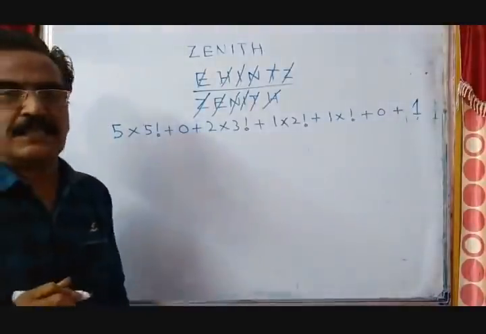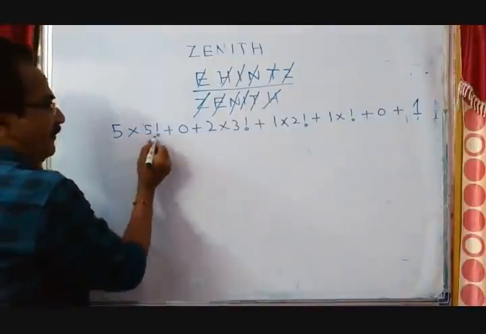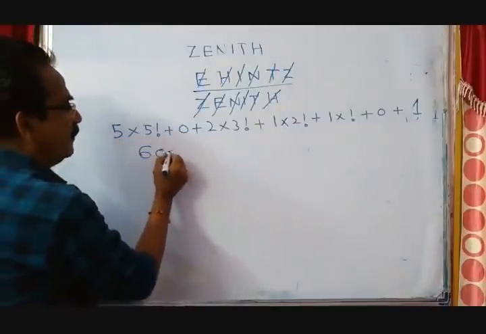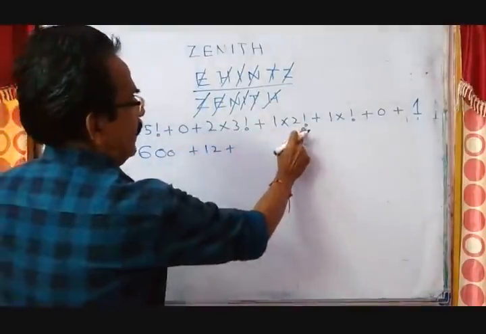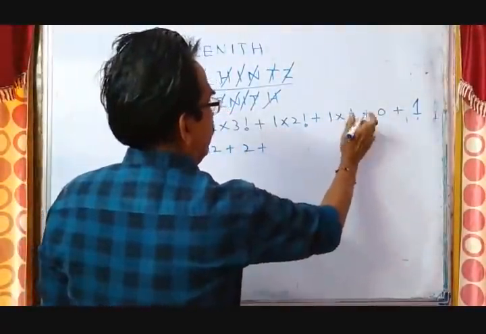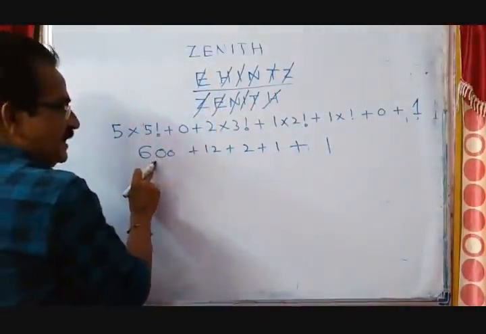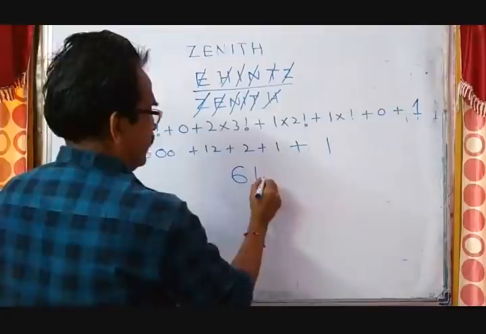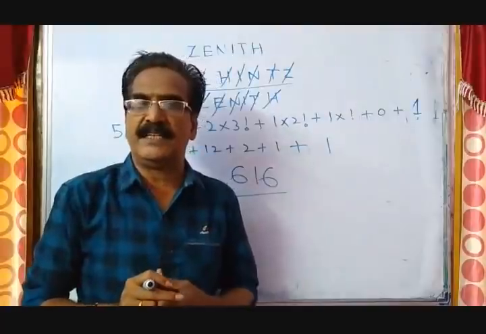so you have to always remember, you have to add plus 1 to get the rank of the given word. 5 into 5 factorial, 120, 120 into 5, 600, plus 3 factorial 6 into 2, 12, plus 2 factorial 2 into 1, 2, plus 1 into 1 factorial 1, plus 1. 600, 612, 614, 615, 616. 616 is the rank of the word Jinith.